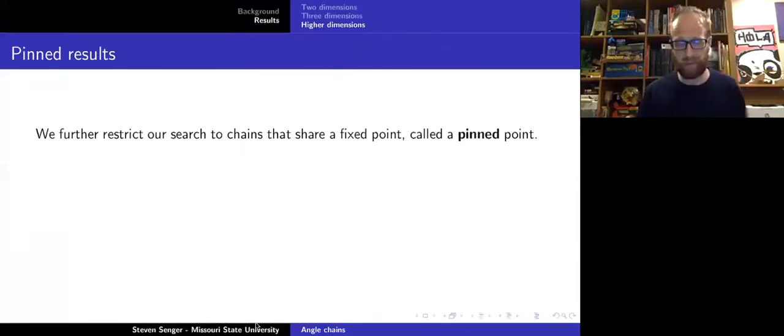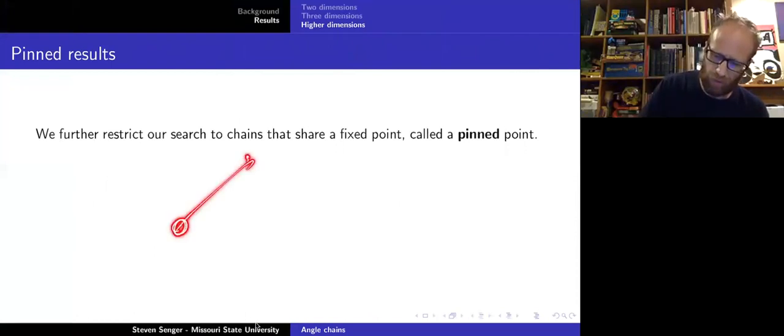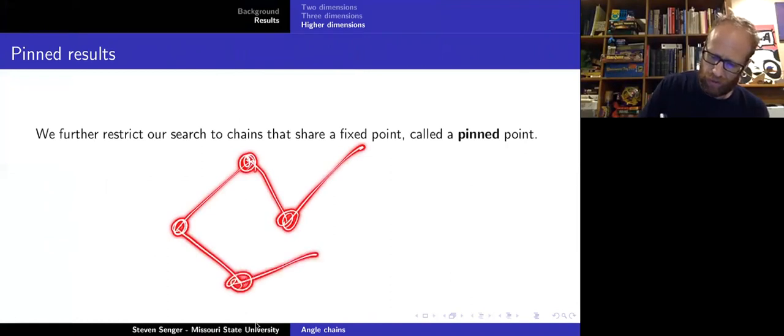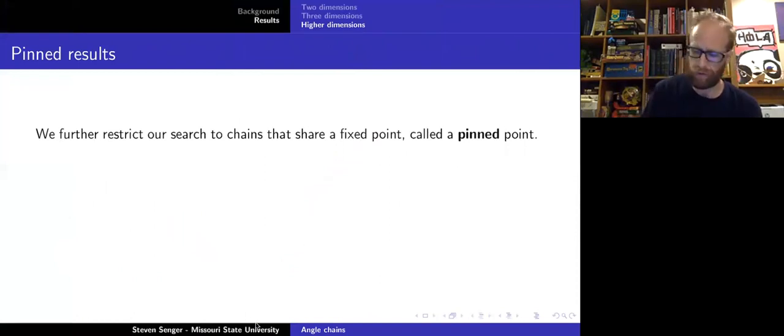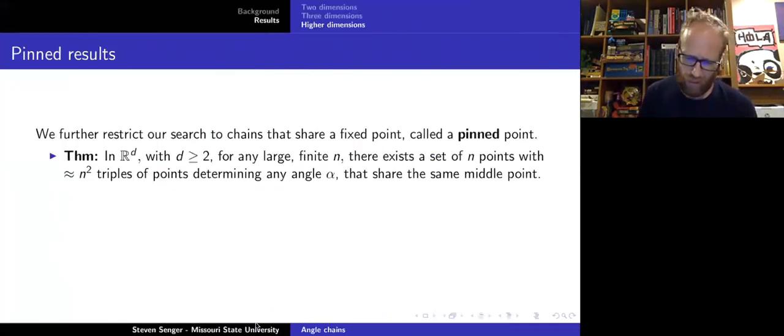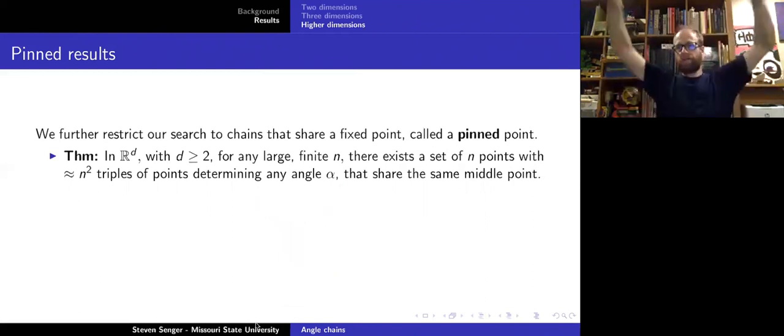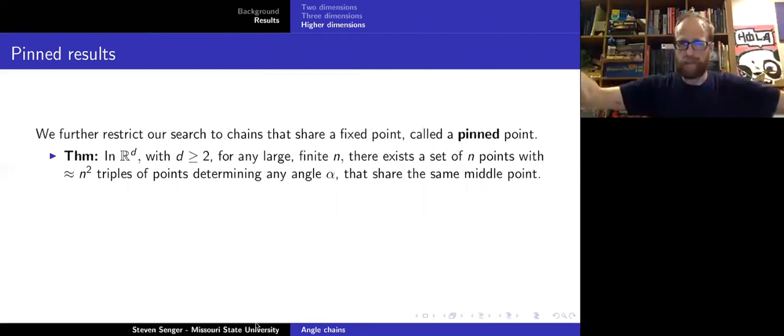We also did some pinned results. So in some cases, we would look at chains that share a point. So how many chains share this same first point? This would be called a pinned result. It turns out that in R^d, for any dimension 2 or greater, there exists a set of endpoints with n squared triples determining any angle we want that share the same middle point. So if I have fixed this middle point, it's pretty easy for me to just arrange endpoints on 2 lines sticking out, and then boom, I've got n squared triples.